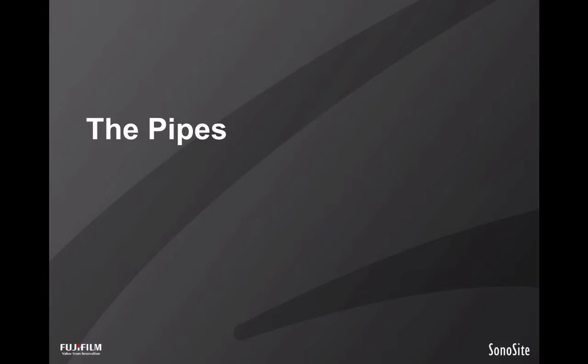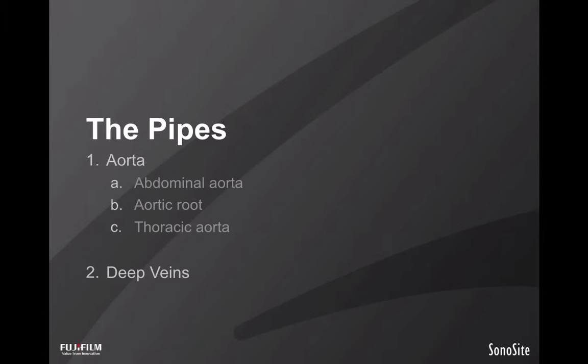The third and final step in the RUSH exam is to evaluate the pipes of the circulatory system. Starting with the arterial side, we examine the abdominal aorta, the aortic root, and the descending thoracic aorta, looking for aneurysm or dissection. If a thromboembolic event is suspected as the cause of shock, we can examine the venous side of the pipes, including the femoral and popliteal veins.